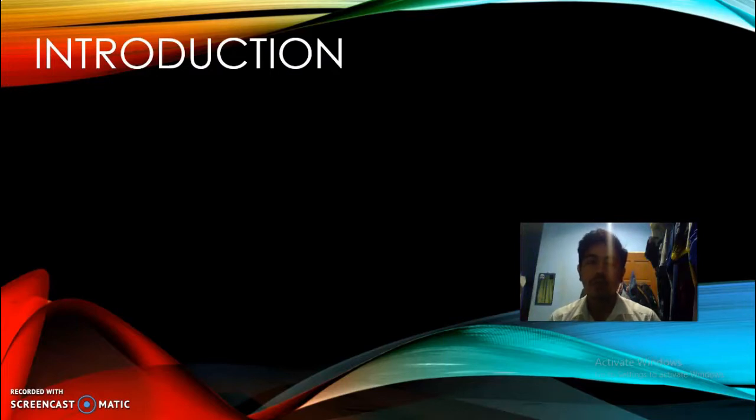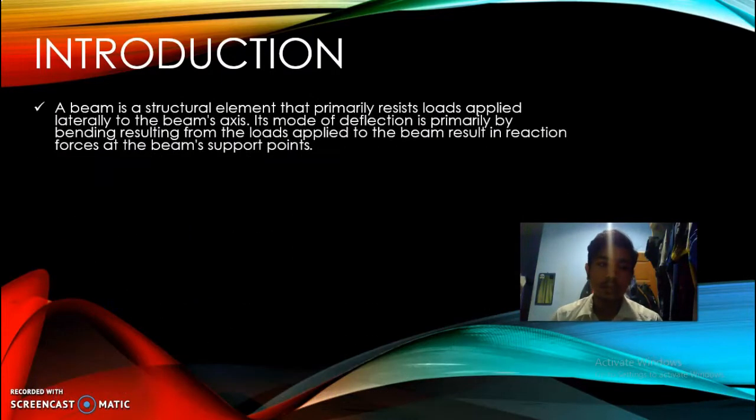CF180026. Today I would like to introduce to you about our project introduction. Firstly, a beam is a structural element that primarily resists loads applied laterally to the beam axis. Its mode of deflection is primarily by bending, resulting from the loads applied to the beam result in reaction force at the beam support points.